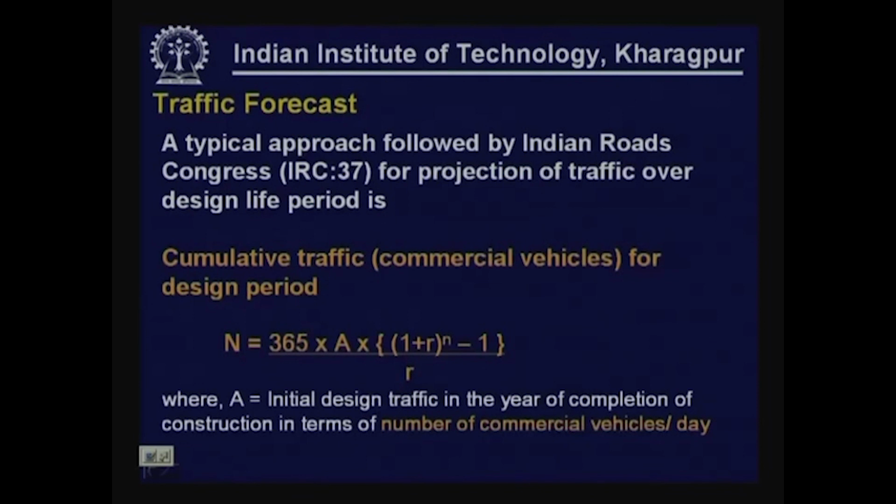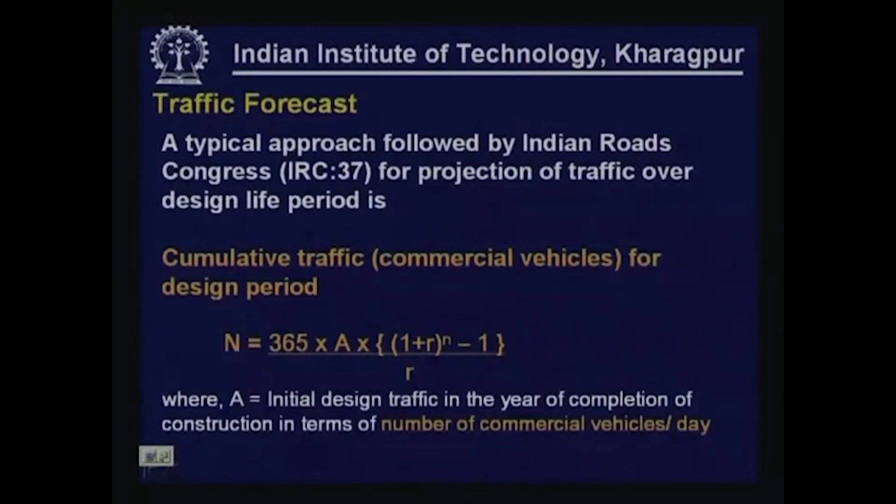We will explain what these individual parameters are, where A is the initial design traffic in the year of completion of construction in terms of number of commercial vehicles per day. At this moment, we are only talking about number of commercial vehicles per day, and we are also only trying to estimate over the design life period how many total cumulative commercial vehicles there are going to be.